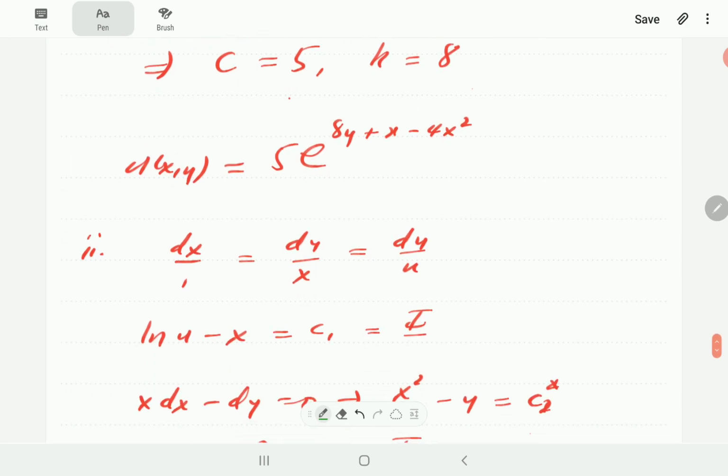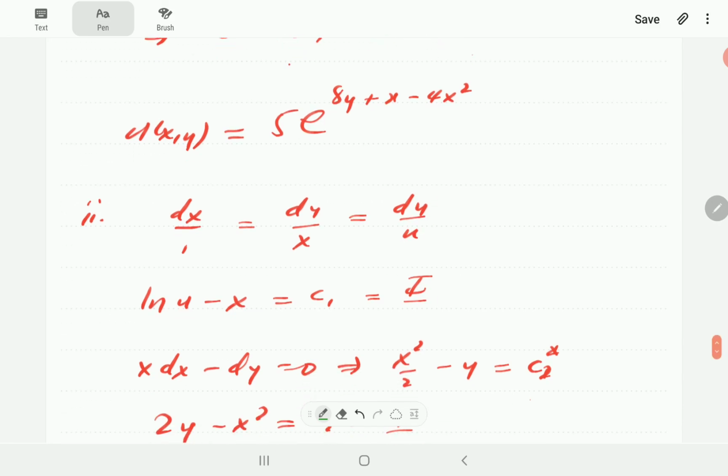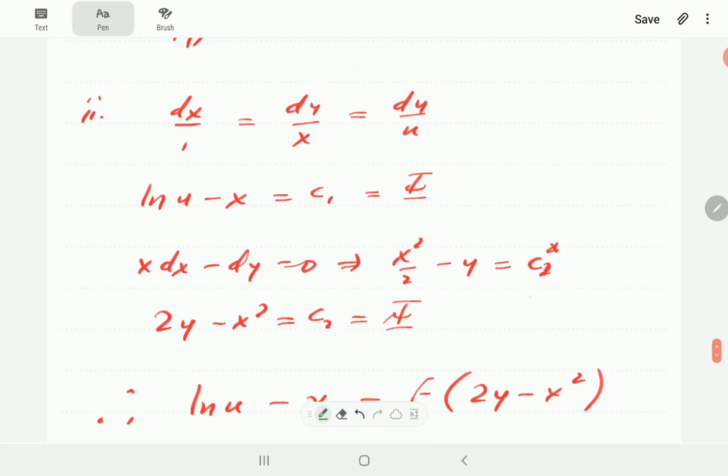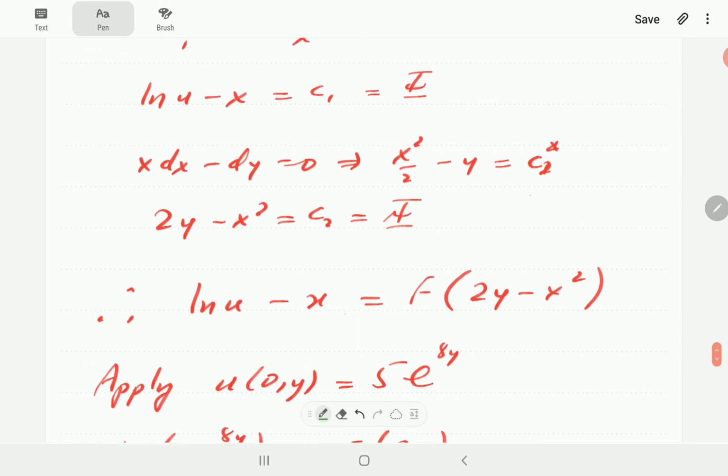All right, then if we do the same thing using the method of characteristics, the characteristic equations will be dx over 1 equal to dy over x equal to du over u. Integrating between the x and u terms gives us this solution. And then integrating between the x and the y terms gives us this solution, which we can multiply by 2 and rearrange. So we've got 2y minus x squared equals a constant. So that means our solution can be written as this equal to a function of that.